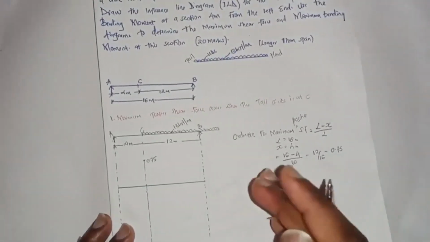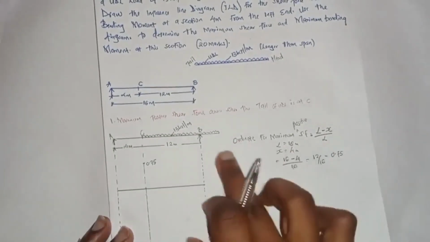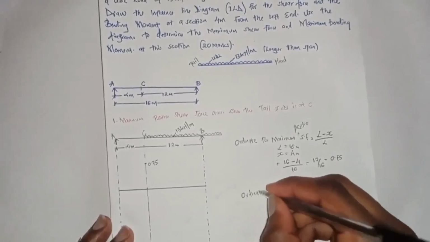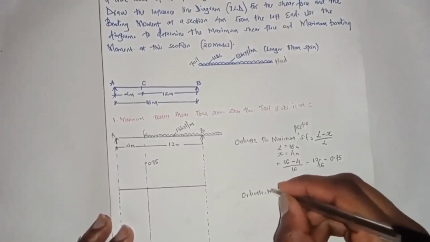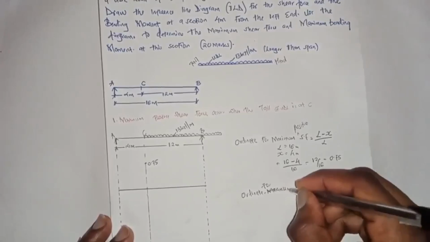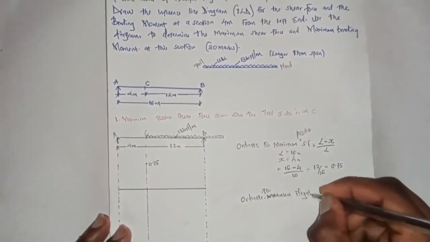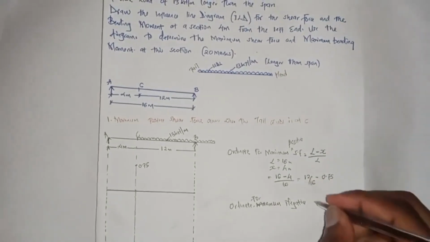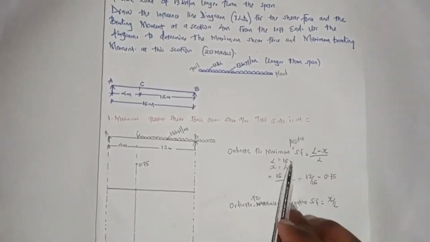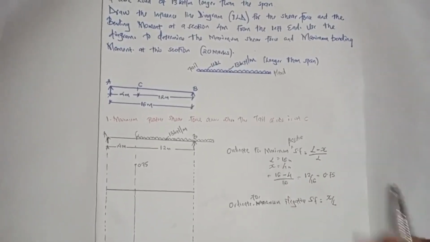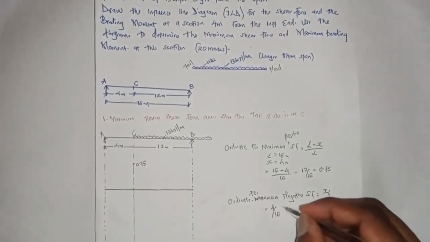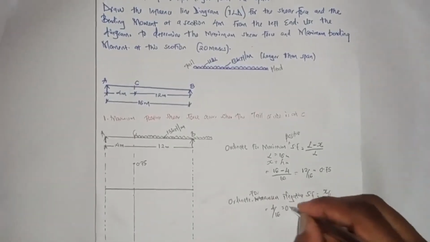And to calculate the maximum negative shear force, the ordinate formula for maximum negative shear force equals X all over L. So X is 4 and L is 16. It is 4 all over 16, which gives us 0.25.